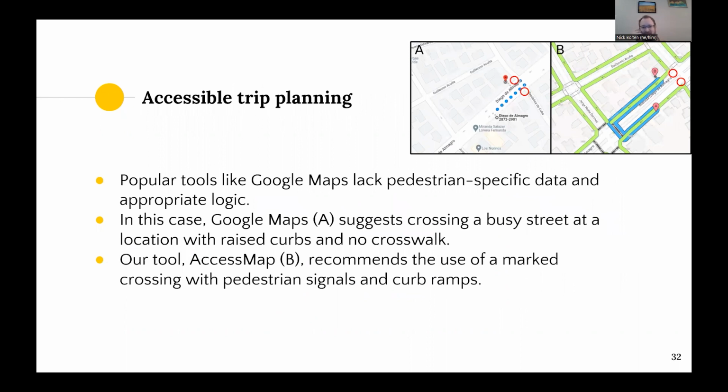And what can we do once we have that data? It needs to be at that city scale, it needs to be flexible, but once we have it, well, we can do things like accessible trip planning. A popular tool like Google Maps lacks pedestrian-specific data and appropriate logic for handling that data. In panel A, we're looking at Google Maps, and it says, hey, you should cross this busy street at a location that has raised curb, no mode. This would be a complete no-go for a lot of people, including many manual wheelchair users. Whereas our tool here, on the right, AccessMap for panel B, recommends the use of a marked crossing with pedestrian signals and curb ramps. This is a combination of just knowing what kind of information is there and how to interpret it appropriately for pedestrians with different needs. And this is coming straight from data from OpenStreetMap. Next slide, please.